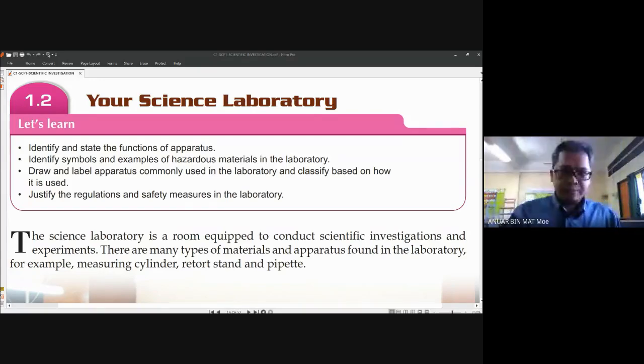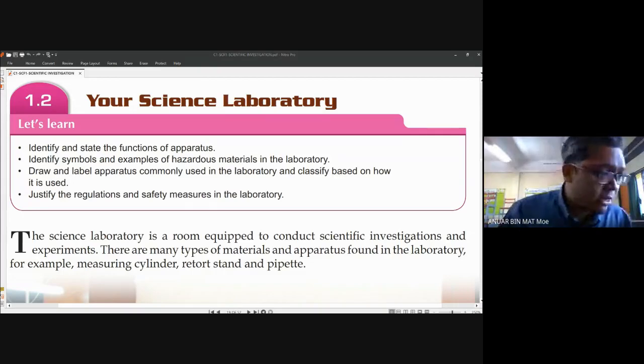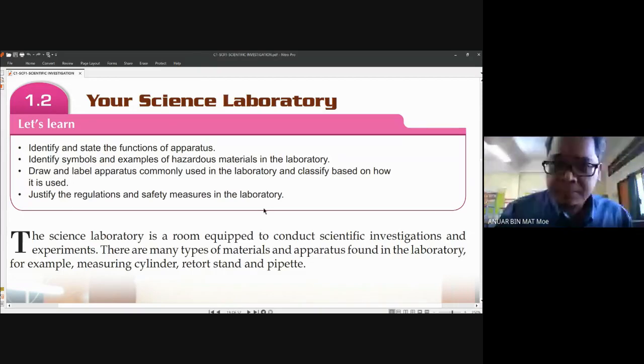Okay, so we continue today. Make sure you can hear my voice and you can see my presentation. So today we continue topic 1.2, the science laboratory. When you come to secondary school, we have what we call a science laboratory. Maybe later on I will take a video and show you our own school laboratory for Form 1. But right now I just want to explain based on the textbook first.